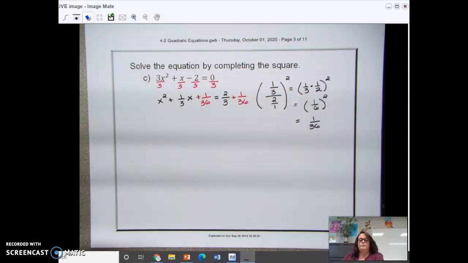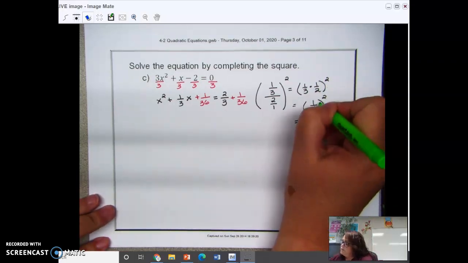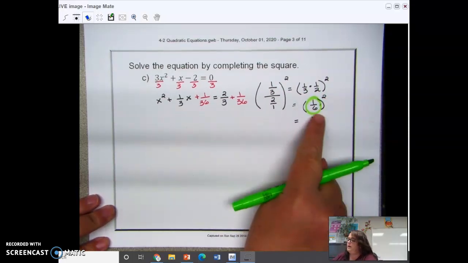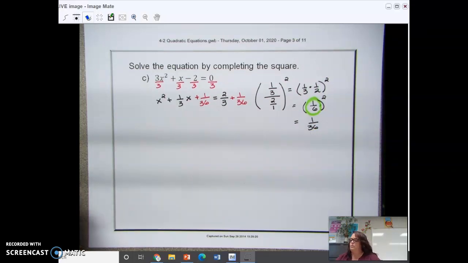Okay, anything you do to the left, you got to do it to the right. So again, another beautiful thing is that I don't have to factor with all these fractions. I don't want to do a big X with 1 over 36 and 1/3. I can use this 1/6 in order to factor.